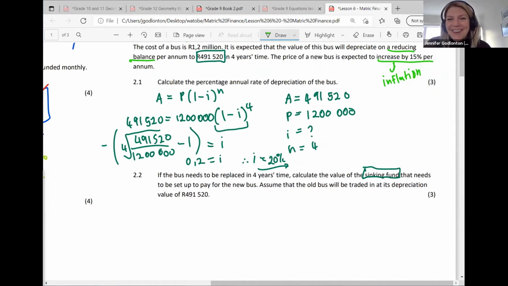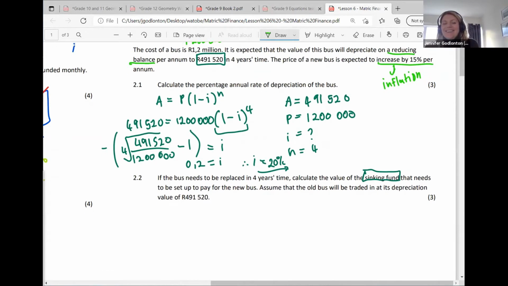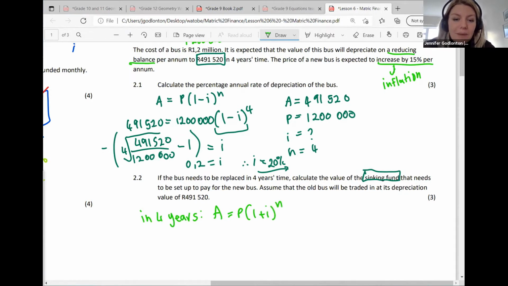Thank you. Okay, so let's think about what this would do. First thing is we have to think about what a bus would cost in 4 years' time. So in 4 years, that means I'm working with inflation, okay? So I'm working with the compound interest formula of inflation. My A is what I'm trying to find. My P is what the bus costs now, and A is what it would cost in 4 years' time. So my P is actually 1.2 million rand, okay?